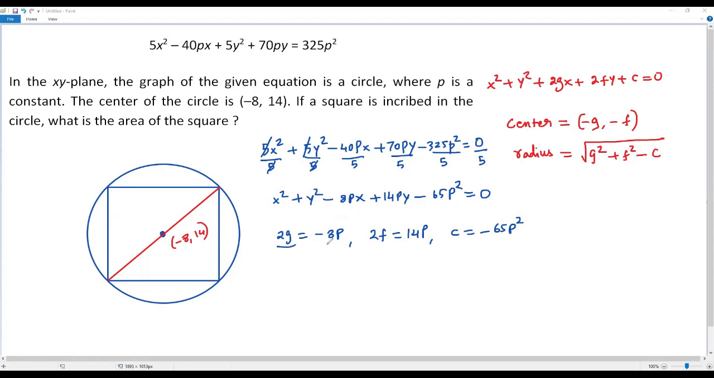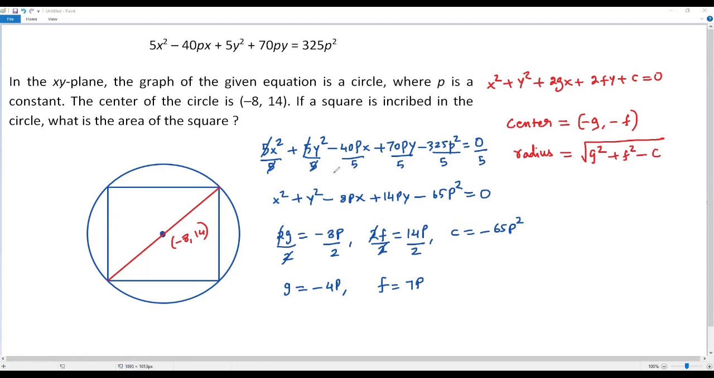Let me divide both sides of this equation by 2 to solve for g. This 2 will cancel out. I am getting g equals 8 over 2, which is 4, that is negative 4p on the right side. Let me divide both sides of the next equation by 2 to solve for f. Then I am getting f equals 7p.